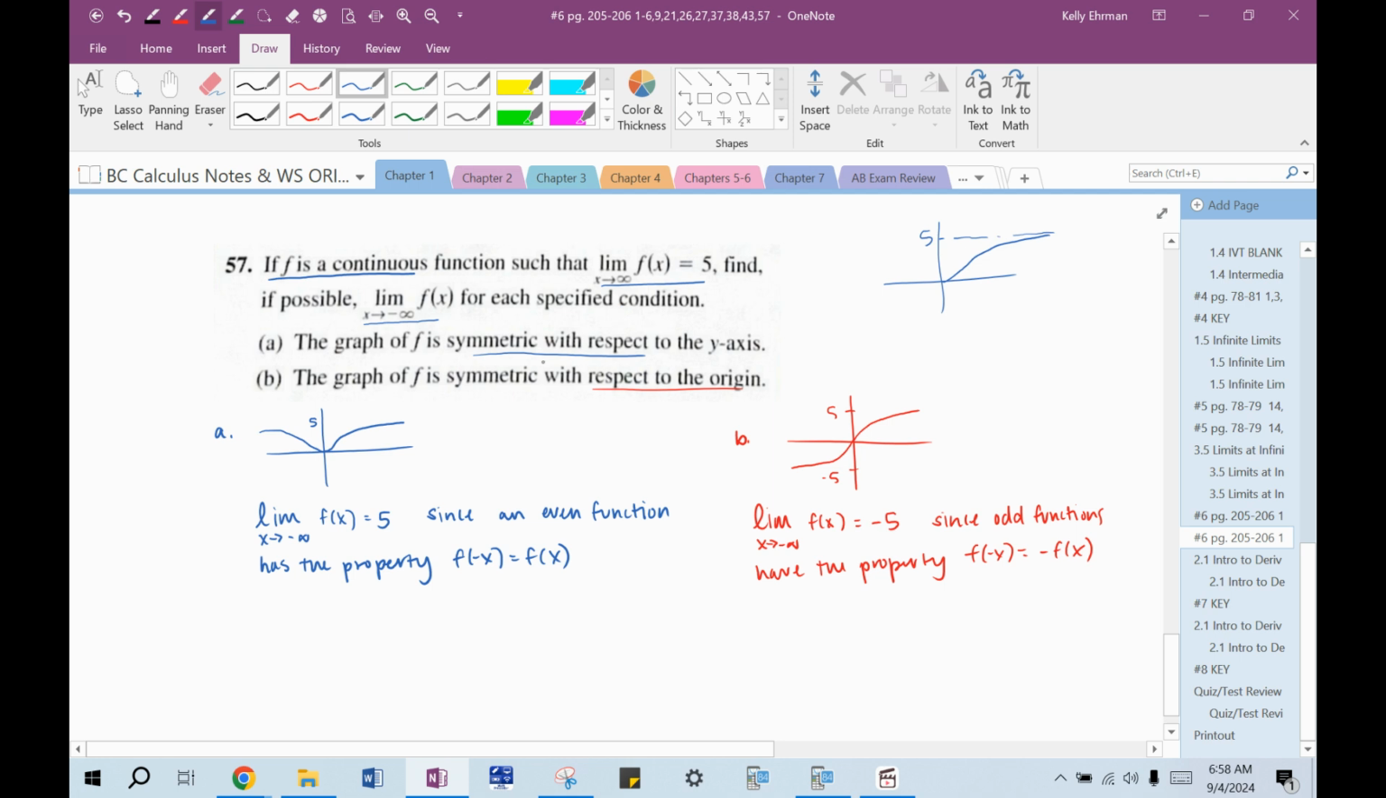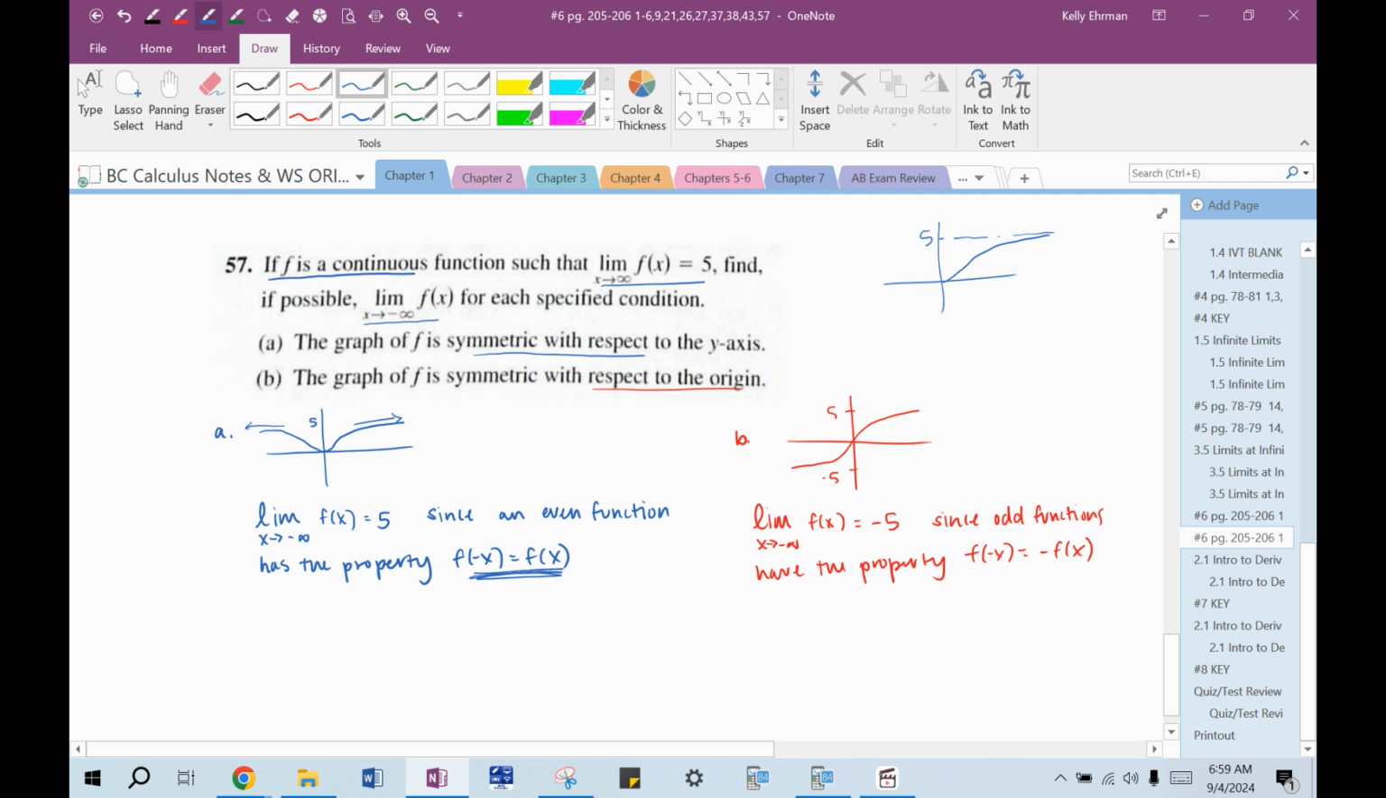So for part A, the graph is symmetric with respect to the y-axis. So that's also known as f being an even function. We should know that from our pre-calc days. And so an even y-axis symmetry looks something like this. So if the graph is approaching 5 on the right, then it's got to be doing the same thing on the left. So that limit as x approaches negative infinity is 5. And just to be fancy, I tossed in the fact that even functions have this property. That's another way to think about it. f of negative infinity should equal f of infinity, or those limits at least when we do direct substitution.